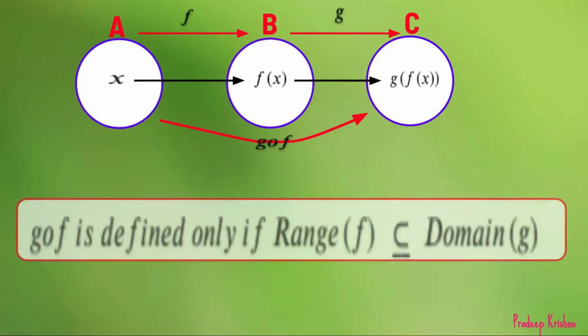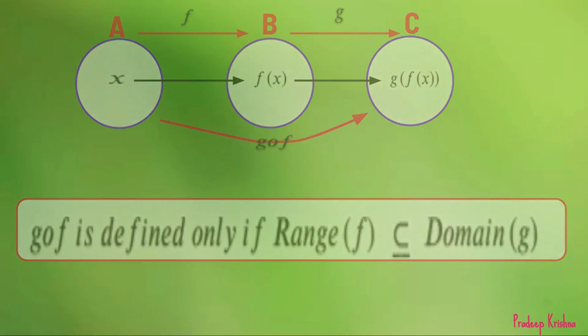ഇവിടെ a very important point, g composition f is defined only if the range of f, that is a subset of B ആയിരിക്കും. What is B? It's the domain of g. That means range of f is a subset of domain of g ആയിരിക്കും. ഈ കാര്യം ഒന്ന് ഓർത്തിരിക്കുക. അടുത്ത നമുക്ക് f composition g എന്താണെന്ന് പറയാം.